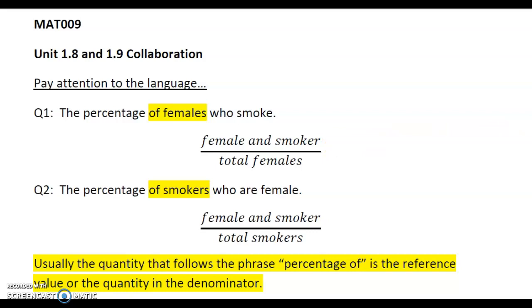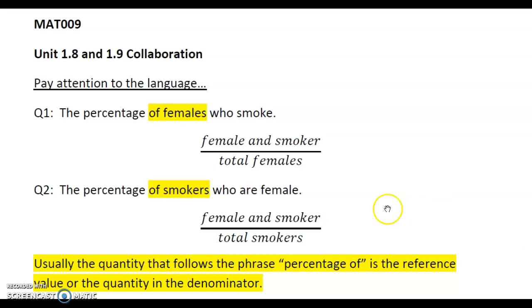The second quantity you had to calculate was the percentage of smokers who are female. That was Q2 in unit 1.8. So here I highlighted "of smokers," the percentage of smokers. That is what tells you which quantity goes in the denominator. So percentage of smokers means total smokers should go in the denominator or the bottom of your fraction. Now we want to look at all the smokers and then just take out those who are female.